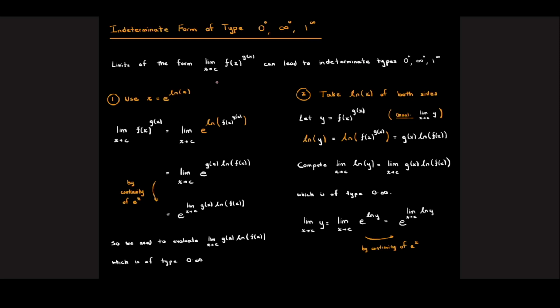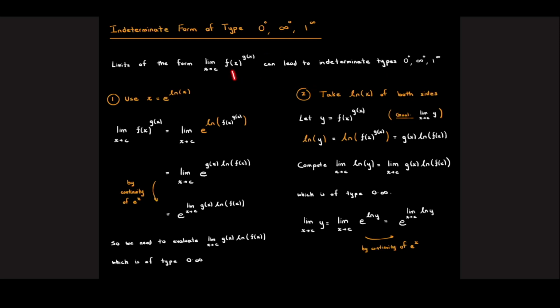So to get started, let's suppose that you're working on a limit question of the following form: the limit as x approaches c of f of x raised to g of x. And when you're solving these limit problems, several indeterminate forms can arise. So you can have an indeterminate form of 0 to the 0, which is when both the base and the exponent approach 0, it leads to this indeterminate form.